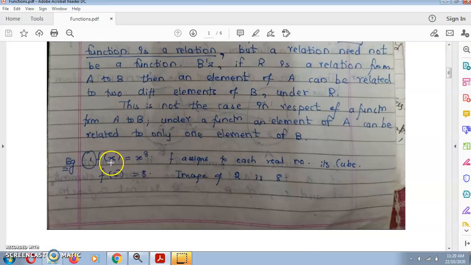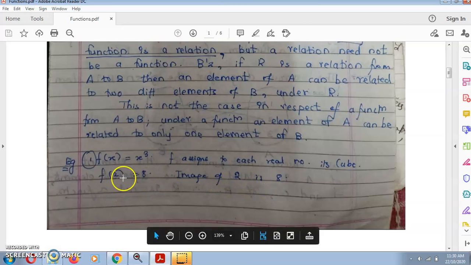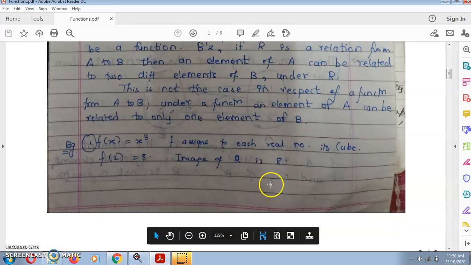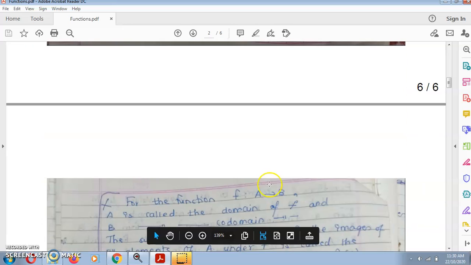In example 1, f of x is equal to x cube. f assigns to each real number its cube. f of 2 is equal to 8. Why is f of 2 equal to 8? 2 raised to 3 is 8. And the image of 2 is 8. So image of 2 means, this is in A and this is in B.